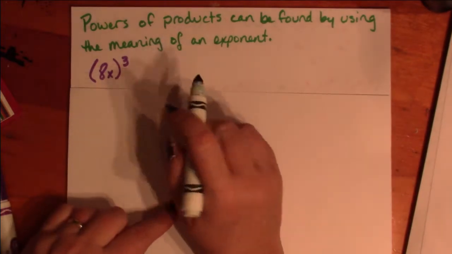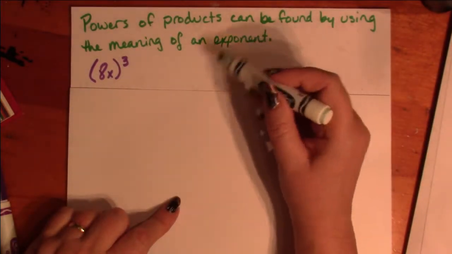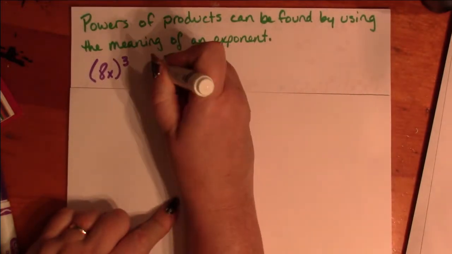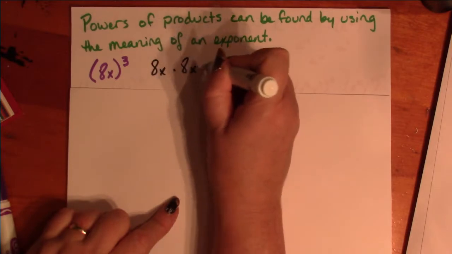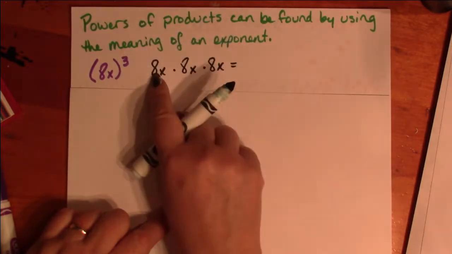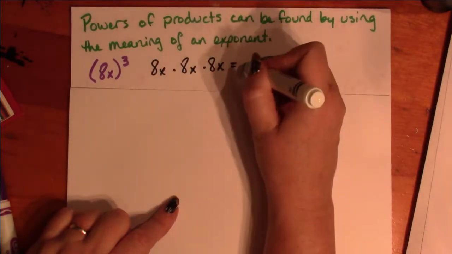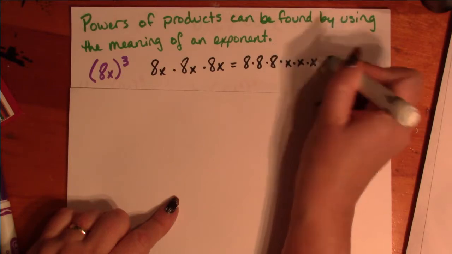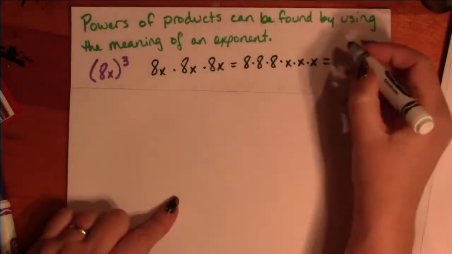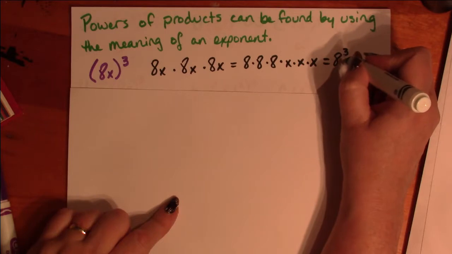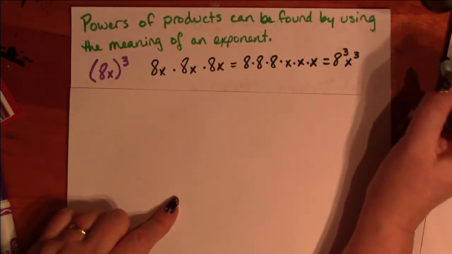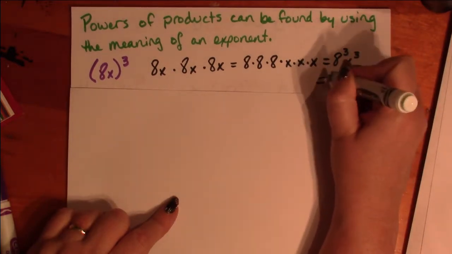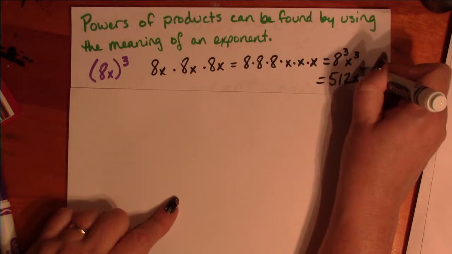And finally, the powers of products can be found by using the meaning of the exponent. So 8x cubed is really 8x times 8x times 8x, but this is really separable. What this is really saying is 8 times 8 times 8 times x times x times x. So if you want to simplify this, it's really 8 cubed x cubed. And then what you would do is find what 8 cubed is. So our total answer would be 512x cubed.